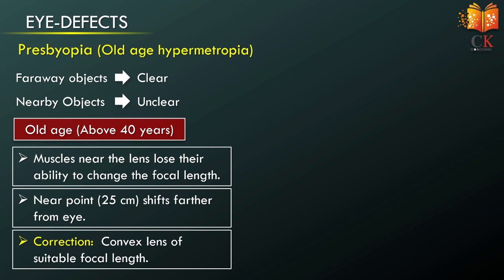For correction, we will be using a convex lens of a suitable focal length. The second thing, which I did not tell you in the last part of the video, is that we are discussing the eye defect and not the eye disease. The basic difference between disease and defect is that a disease can be cured and a defect can be corrected. That's the reason we must remember the correction and the reason for that defect well.